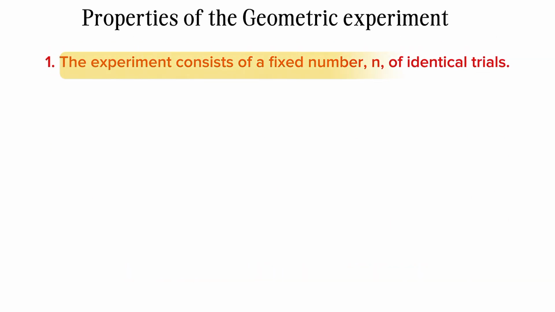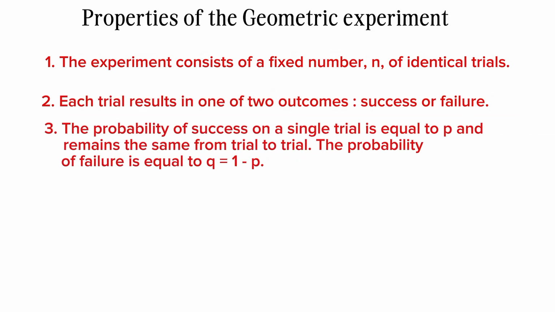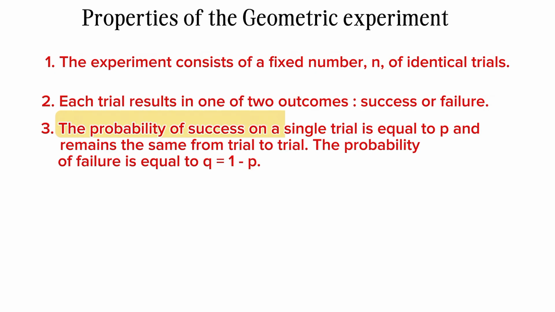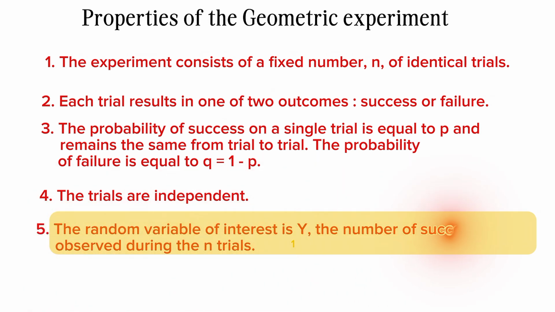1. The experiment consists of a fixed number n of identical trials. 2. Each trial results in one of two outcomes, success or failure. 3. The probability of success on a single trial is equal to p and remains the same from trial to trial. The probability of failure is equal to q equals 1 minus p. 4. The trials are independent. 5. The random variable of interest is Y, the number of successes observed during the n trials.